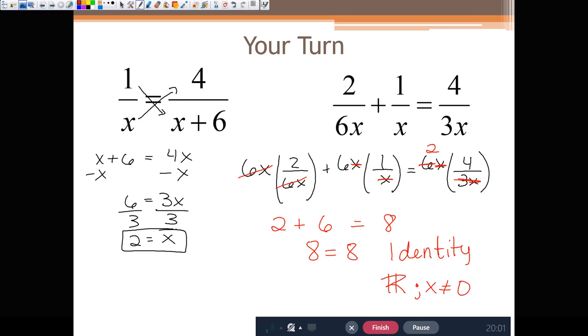Because if I were to put a 0 in here, this would become 0, this would become 0, and this would become 0. So I'd have 2 over 0 plus 1 over 0 equals 4 over 0. And if you type in your calculator 2 divided by 0, you're going to get an error, which means that it cannot happen. Yes, every other number would work, except for 0. So that's what it means by identifying your extraneous solutions. This only happens if you get all real numbers, so 0 will not work.